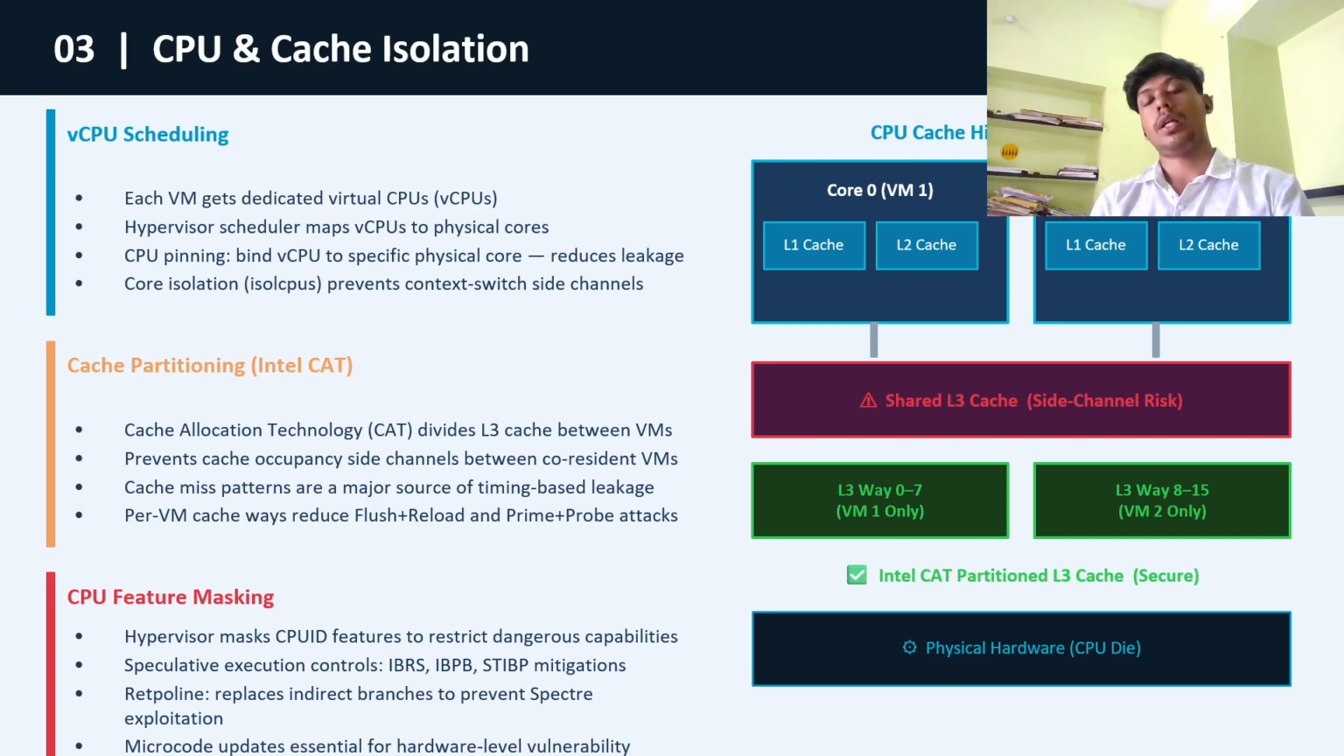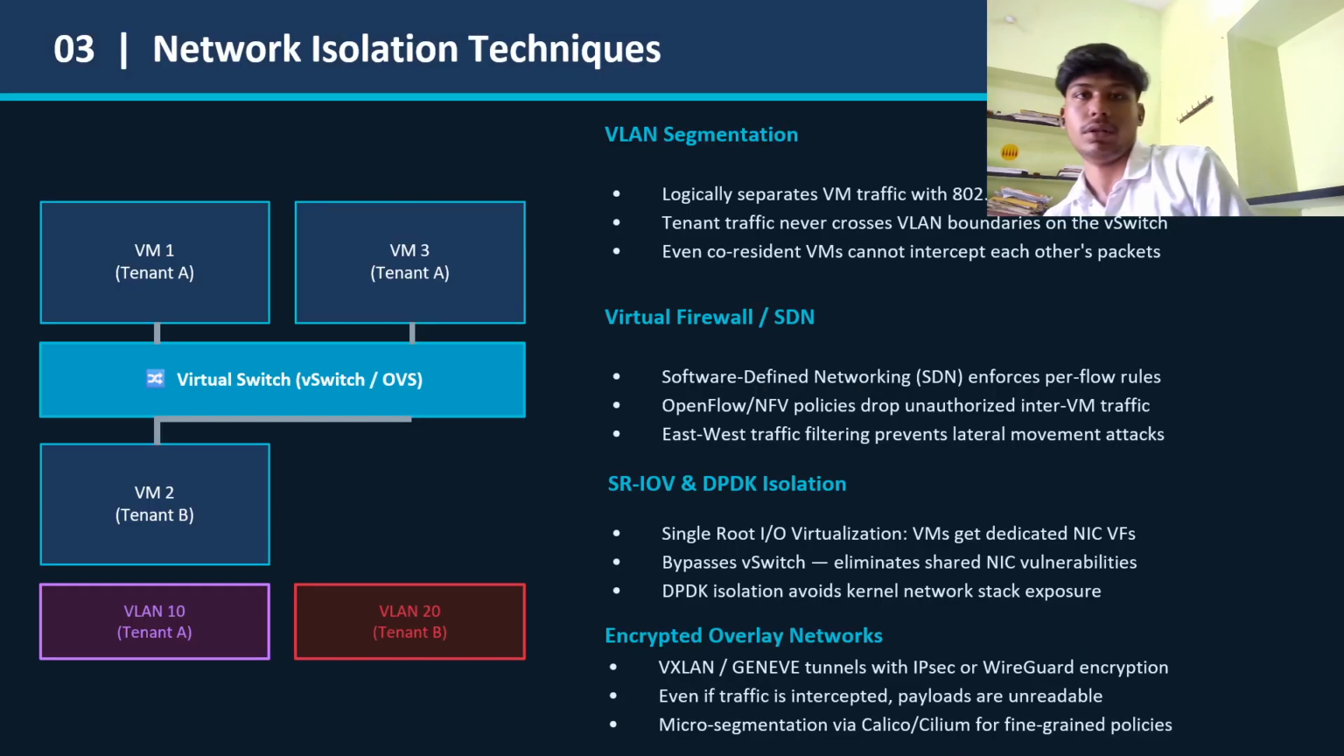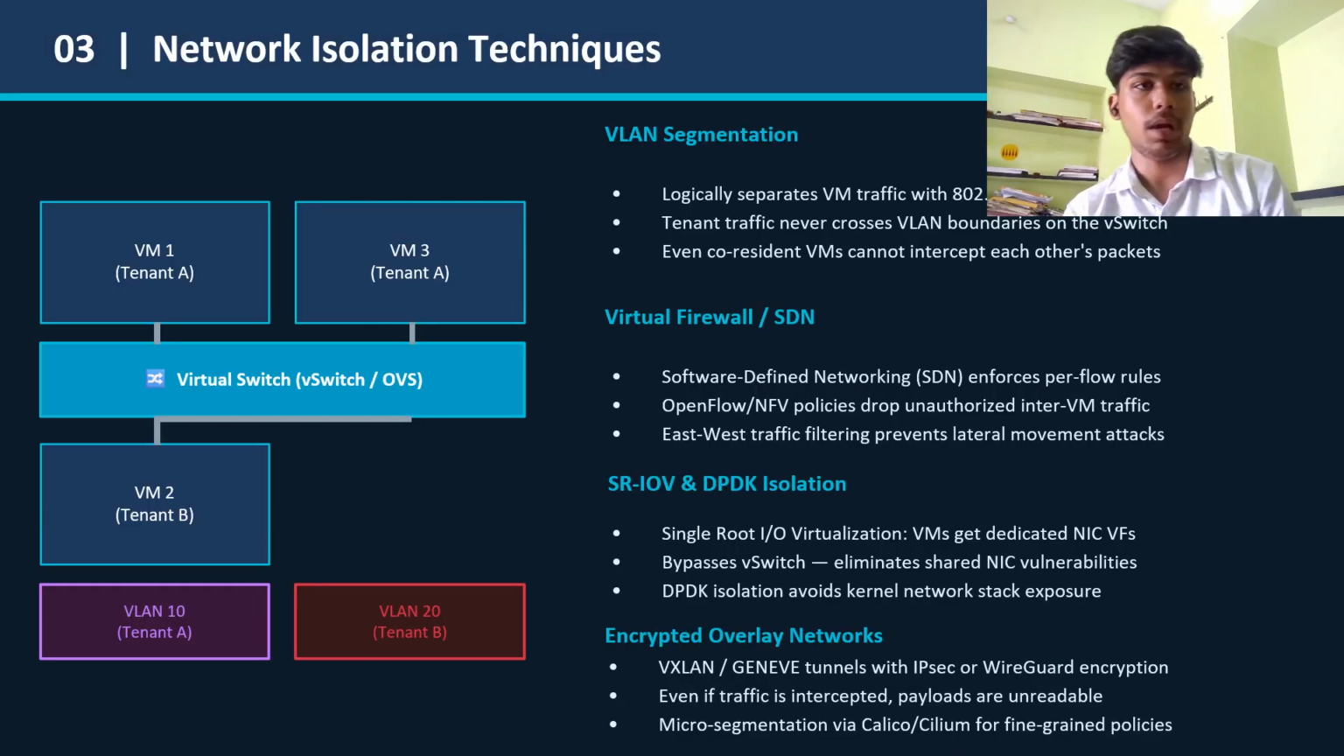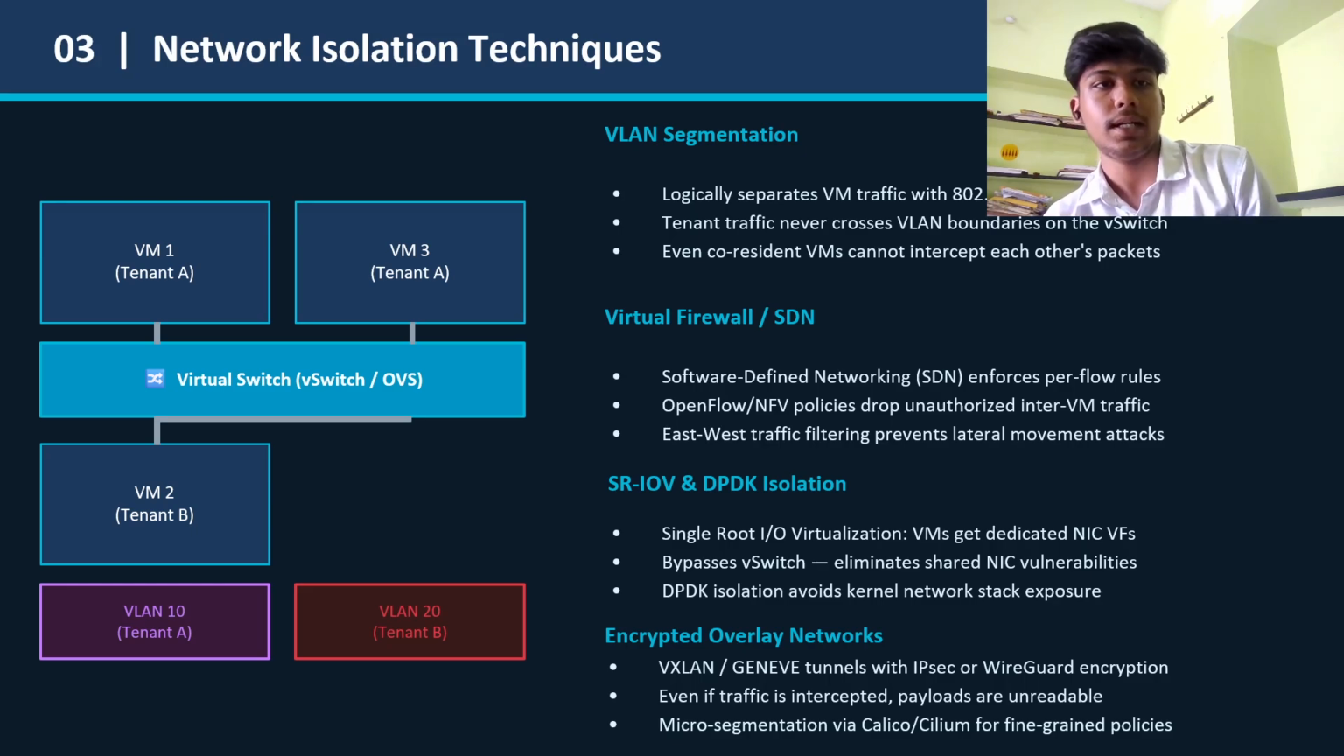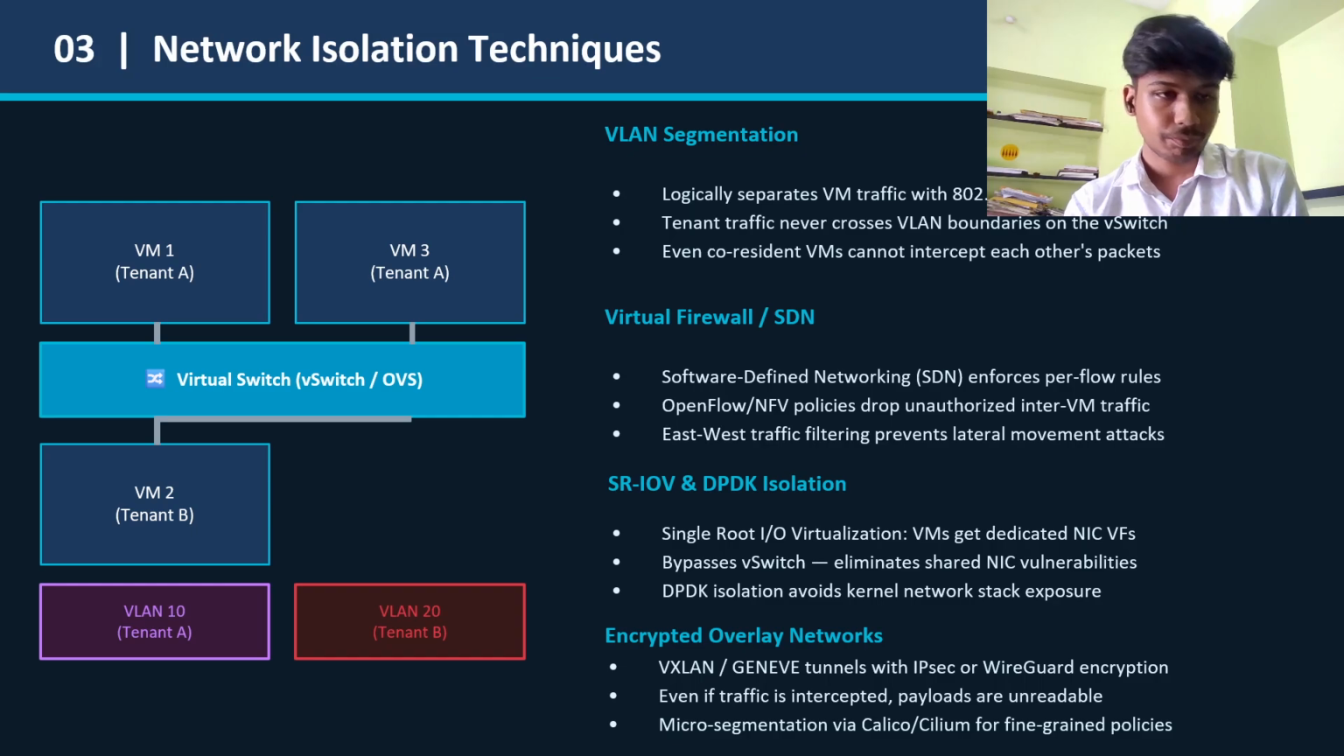So the next topic is the network isolation technique. Because VMs on the same host communicate through a shared virtual network, that creates one set of risk. If we see the block diagram of network isolation, there are VM1, VM2, and VM3, then there are VLAN 10 and VLAN 20. They are all connected to the virtual switch.